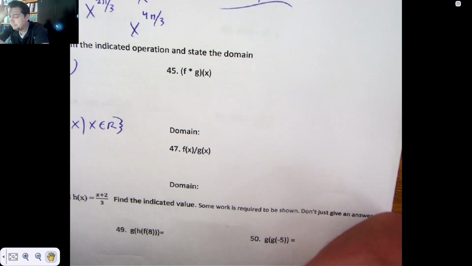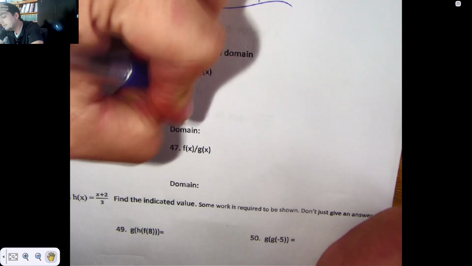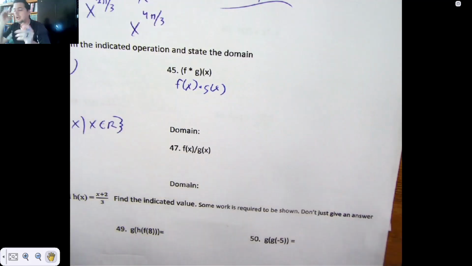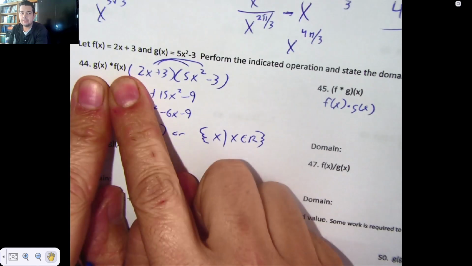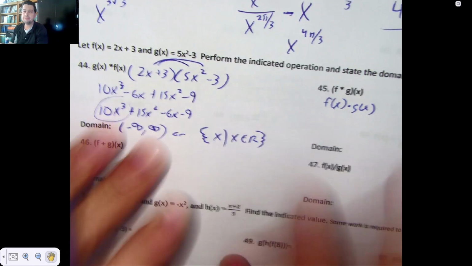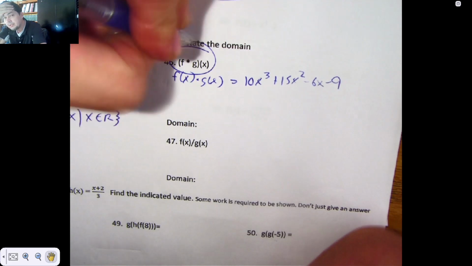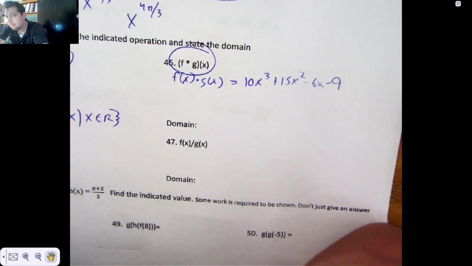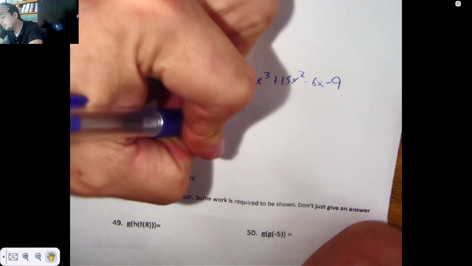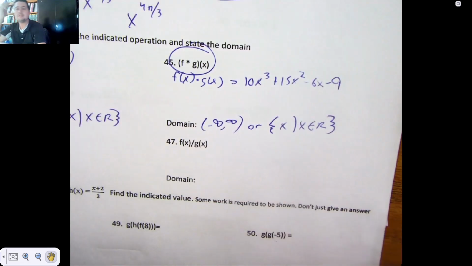45 is basically the exact same thing. It's just different notation. This is literally f of x times g of x, which we did right here. We just swapped it around. So it's the same blasted thing. It's still 10x cubed plus 15x squared minus 6x minus 9. That was the point. Understand that notation. And the domain is still the same, negative infinity to positive infinity. Or, if you like set builder notation, all values of x such that x is an element of the real.